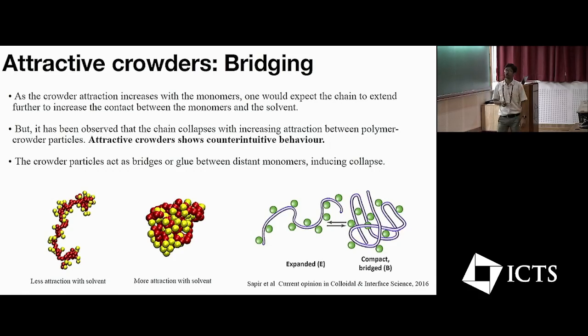So intuitively one would think that if the attraction between the crowders and the monomers or the polymer increases, it should take the extended form or a coil form in order to maximize the surface contact with the attractive crowders. But non-intuitively it has been observed that the chain collapses as we increase the attraction between the polymer and the crowder particles. And the reason is that a single crowder particle acts as a bridge or a glue between distant parts of a single polymer to make the chain collapse. You can see here the green shows a single crowder acting as a kind of bridge between distant parts of a single polymer chain.